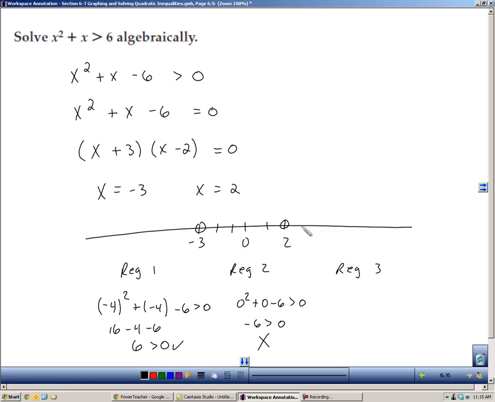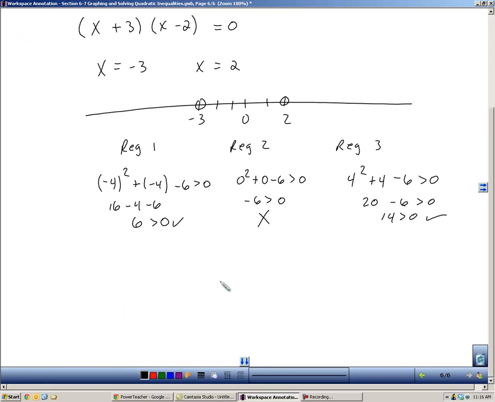And then region 3, I can pick any point that's bigger than 2 here. I'm going to try 4. So 4 squared plus 4 minus 6 is greater than 0. That's 16 plus 4 is 20, and that's 14 greater than 0, which is true. So what I found is that region 1 works and region 3 works. So I can write my solution based on that. I can say that x is less than -3 or x is greater than 2. But region 2 does not work.